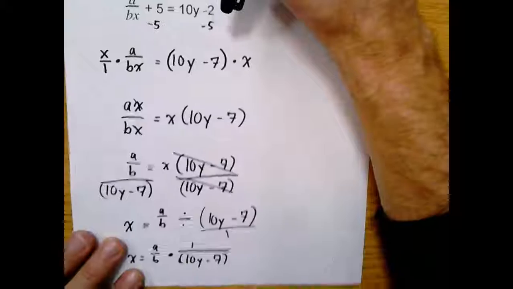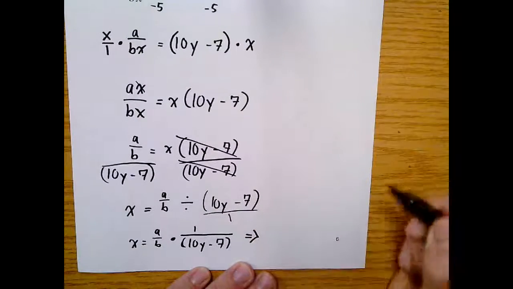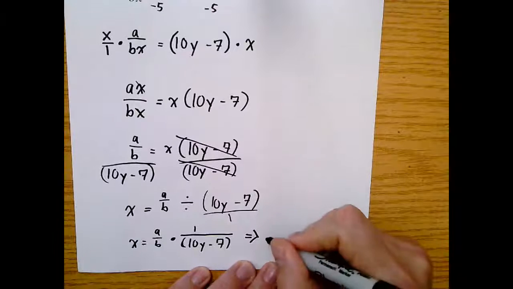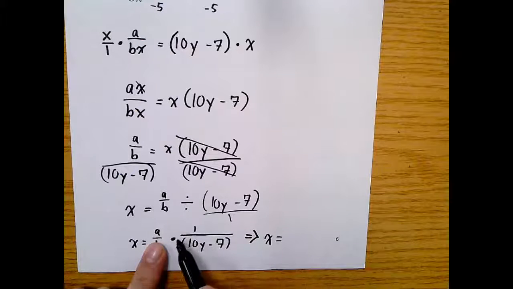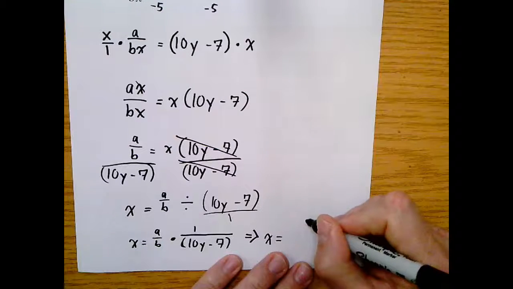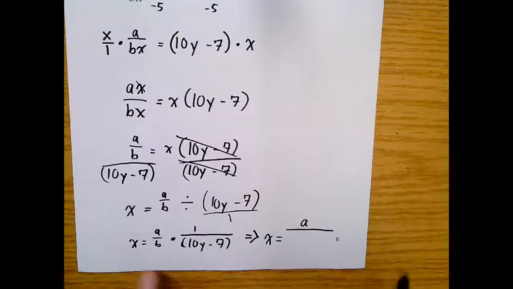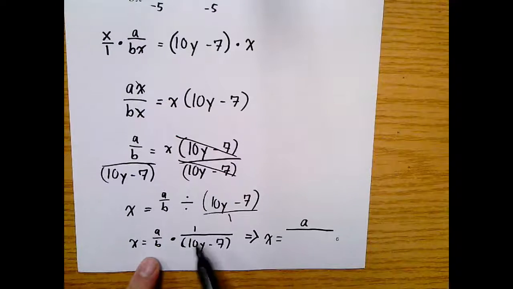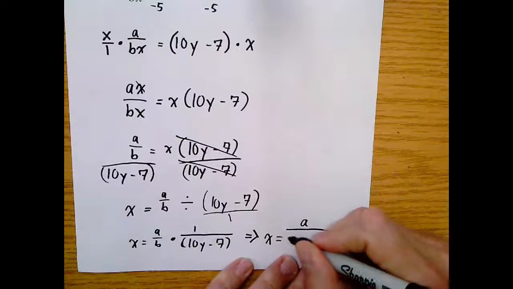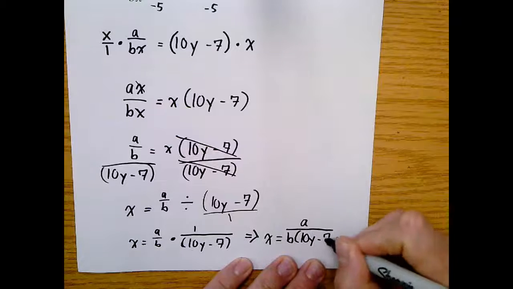Go a little bit farther, okay. I'm going to draw a little arrow here, just so we know where we're going. Here we go. So this is the final step. x equals, okay, when we multiply fractions, we do the numerator times the numerator. A times 1 is just a. And we do the denominator times the denominator. Now you could either write this as b times 10y minus 7, or you could distribute it. I think for now it's fine just to write it just like this. b times 10y minus 7.